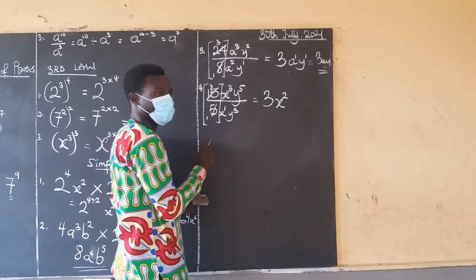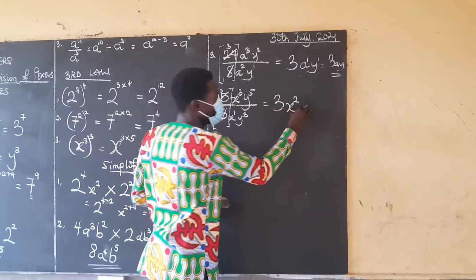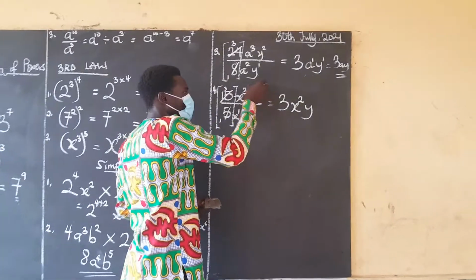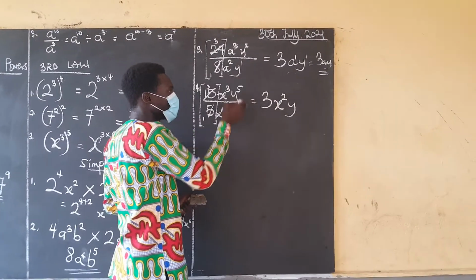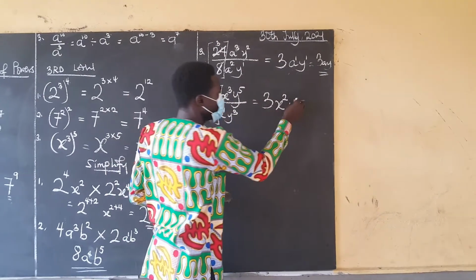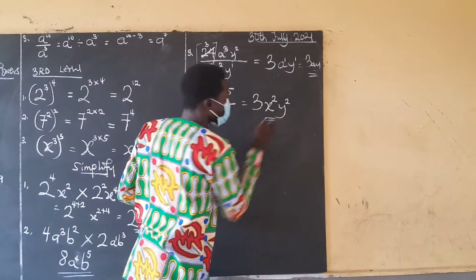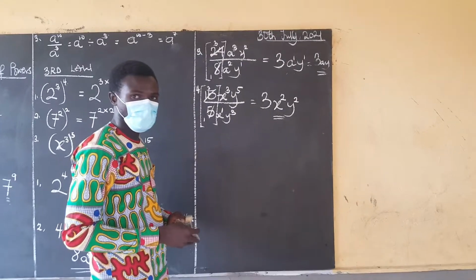Then you come to the y. The bases are the same. What do you do? You pick one, then you subtract the powers. 5 taken away 3 will give me 2. And this becomes my final answer for this.